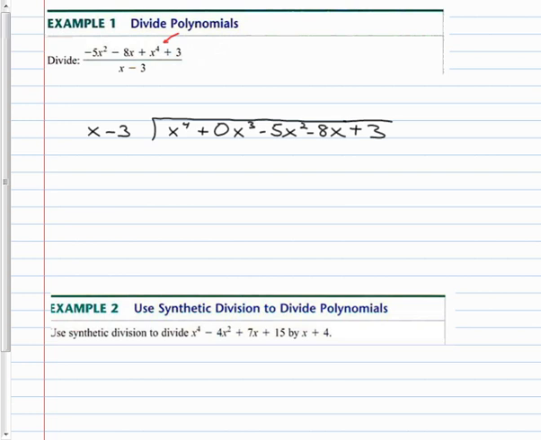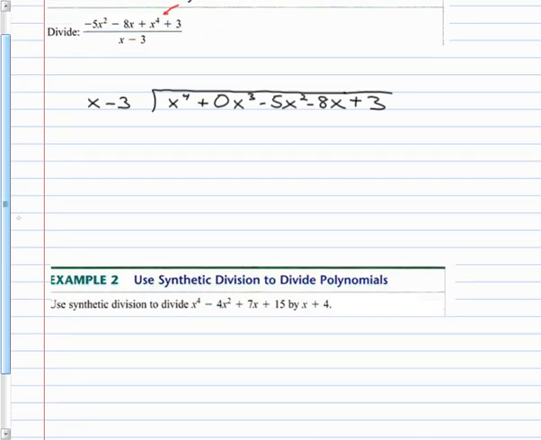So let's see the process. In order to divide, I want to look at this x and this first term and say x times what equals x to the fourth? X cubed. So I'm going to put over its like term here an x cubed. And then I'm going to do exactly what we did with the numbers. I'm going to take the x cubed and multiply it by this divisor out here and write the answer underneath. So x cubed times x is x to the fourth. X cubed times negative 3 is negative 3x cubed.